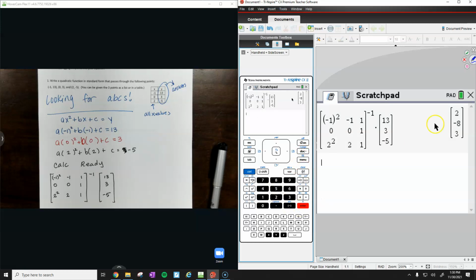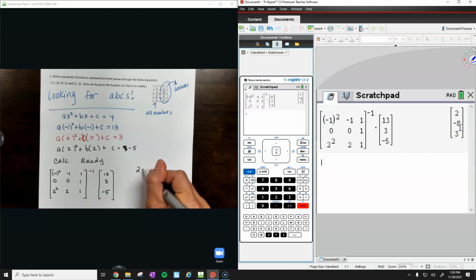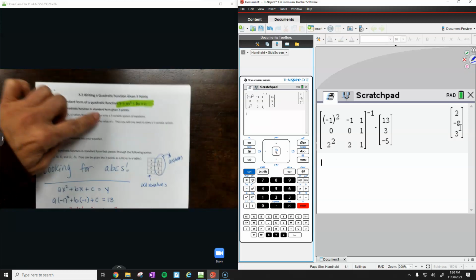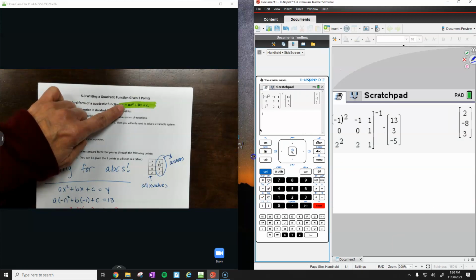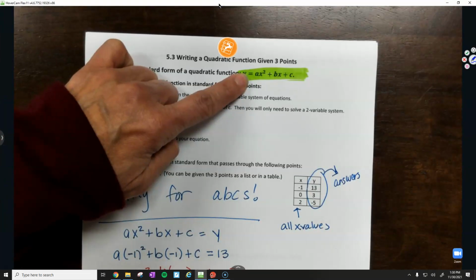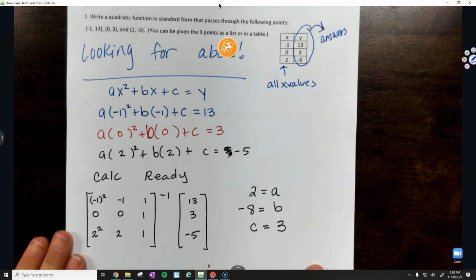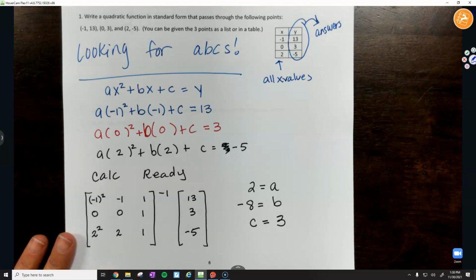Okay, so we get an answer of 2, negative 8, and 3. So remember, 2 is your A value, negative 8 is your B value, and the coefficient for C is going to just be 3. Okay, so now remember when we write this as standard form, we are going to go ahead and, let me just kind of maximize this window, replace our ABCs with these actual numbers down here.